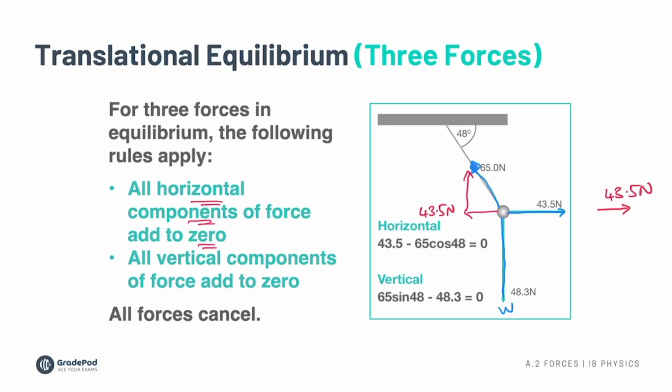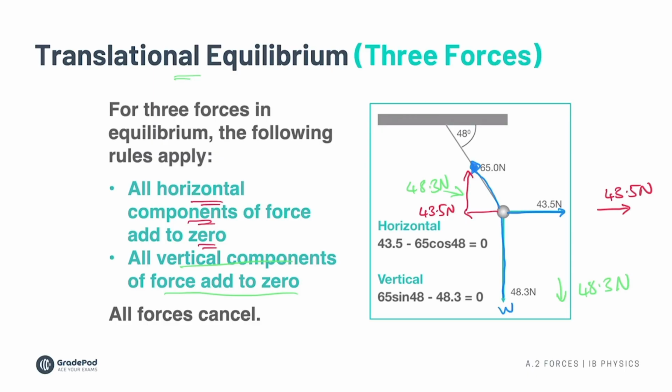Similarly, if we look at the vertical components, the vertical component downwards is 48.3 newtons, and if you take the vertical component of the 65 newtons and work it out, the vertical component would also be 48.3 newtons. So all vertical components of force add to 0 as well. All forces cancel.